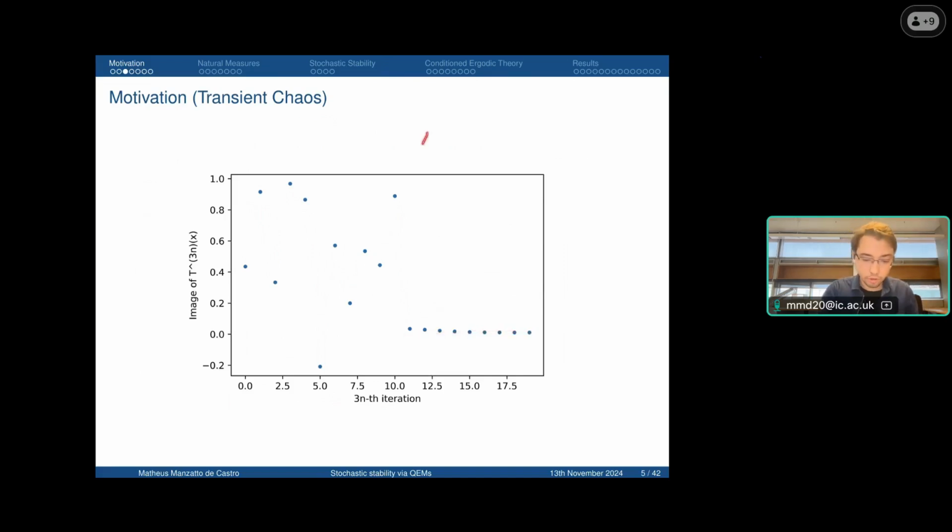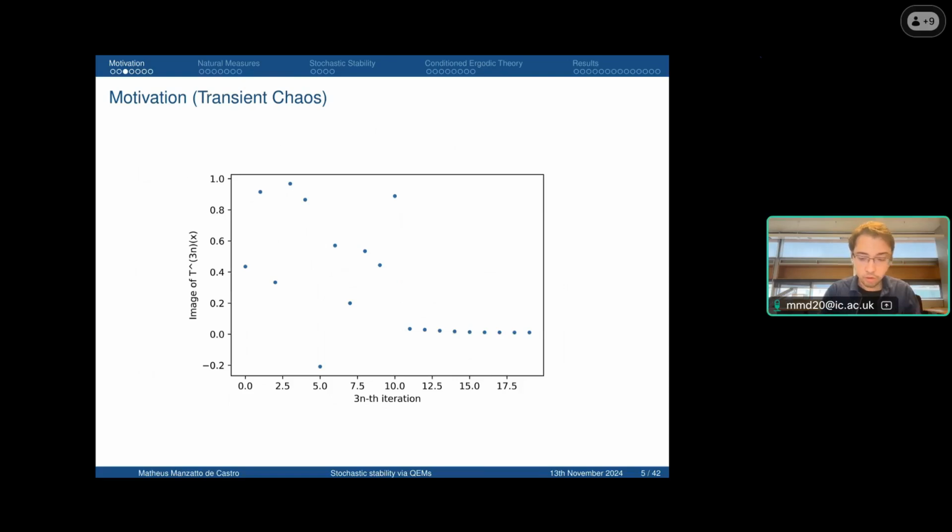Just for the record, what I'm doing here is taking one point and printing each third iteration of this point. I'm doing this because since it's going to a three periodic attractor, I want to see something that resembles a fixed point.